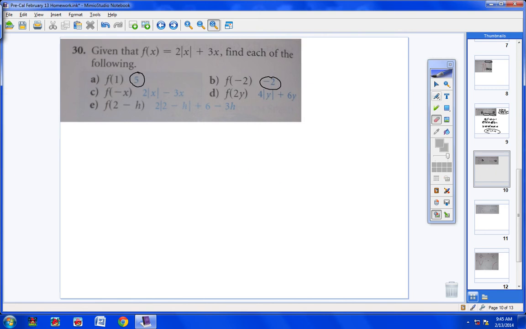Moving on to letter C. Now we're going to put a negative x in. So 2 absolute value of negative x minus 3 negative x. Okay, very good. Now first of all, the absolute value of negative x means 2 times positive x. Okay? So whatever we get out of this, we're going to get out a positive number.